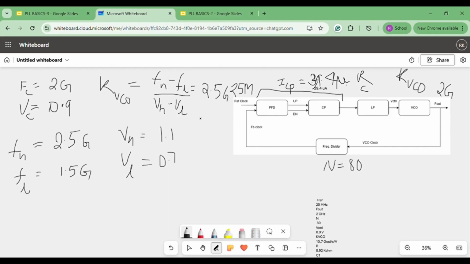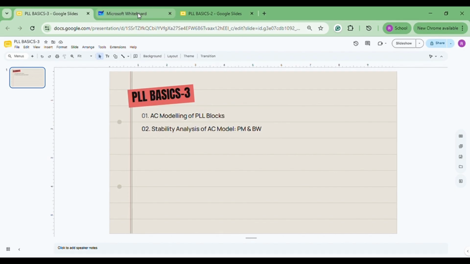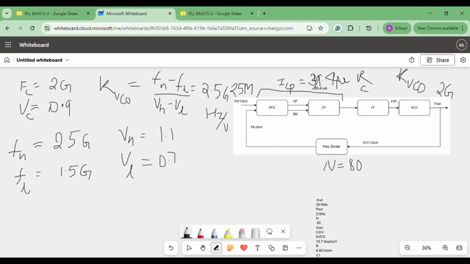Okay, what is the unit for this? Gigahertz per volt. Hertz per volt. Unit of KVCO. So for our design or modeling, we are considering KVCO as 2.5 giga. So now I think I have mostly discussed all these blocks.